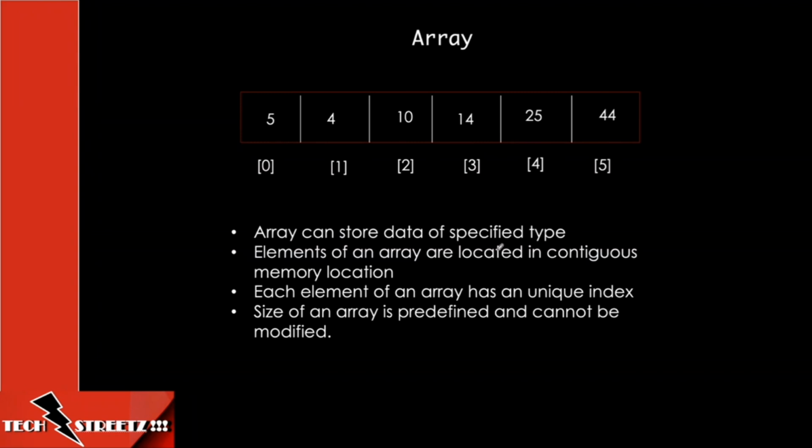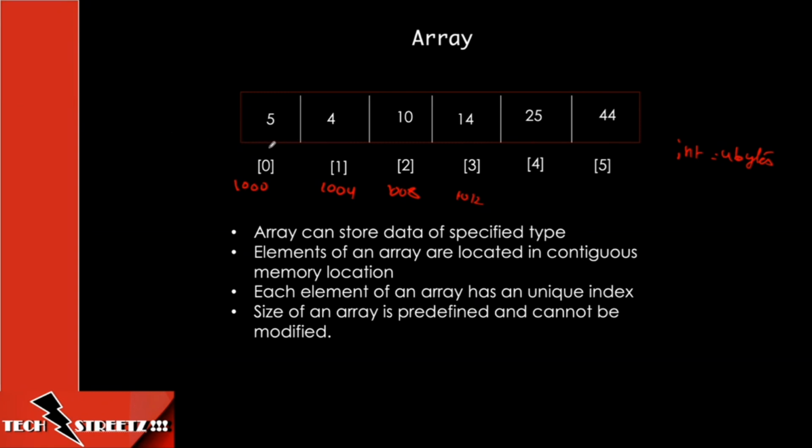Next, elements of an array are located in contiguous memory locations. It means, for example, consider an integer of 4 bytes. In the memory, you will store this array of 4-byte integers. Consider the first element is at address 1000, which is of 4 bytes of memory. So the next element would be 1004 and the next element is 1008, 1012 and so on. So that's how the array will be stored in the memory.